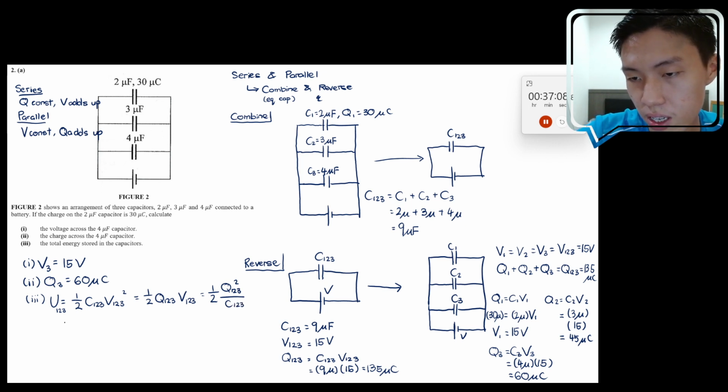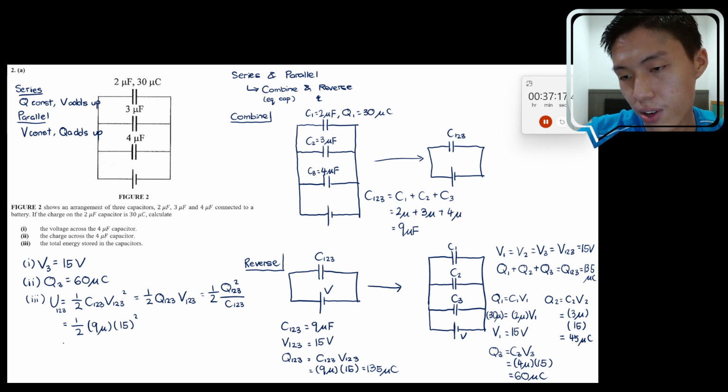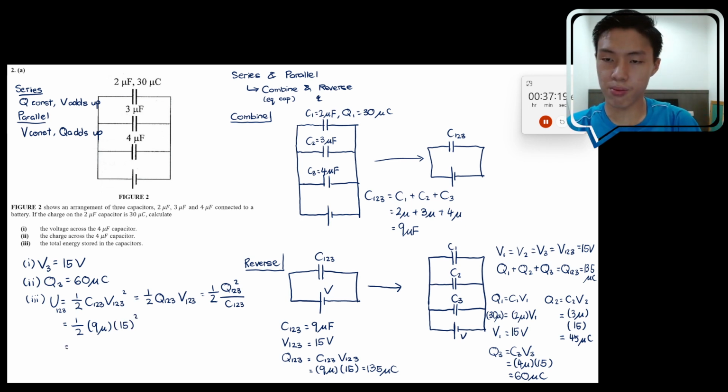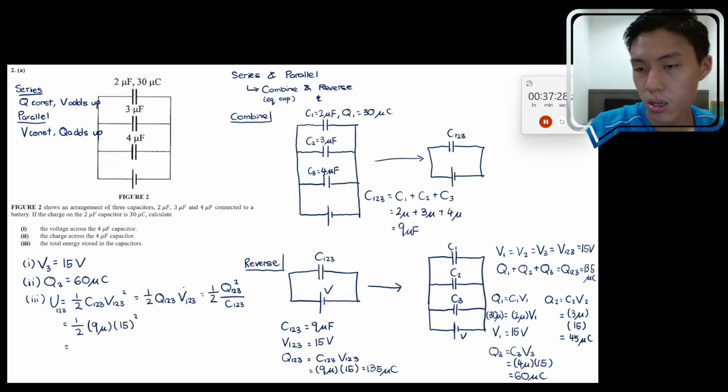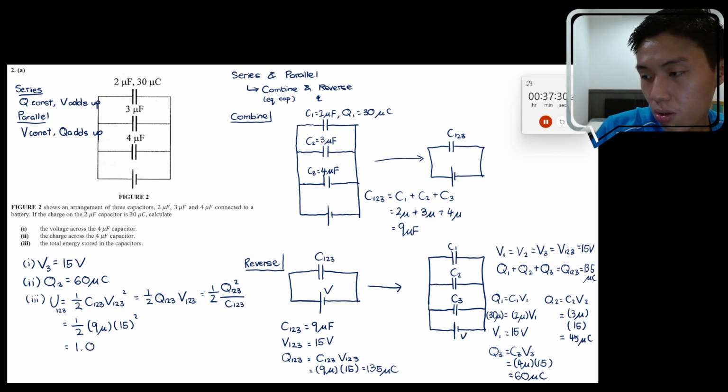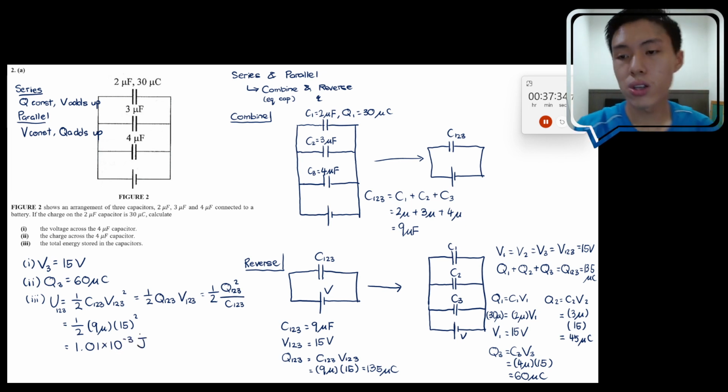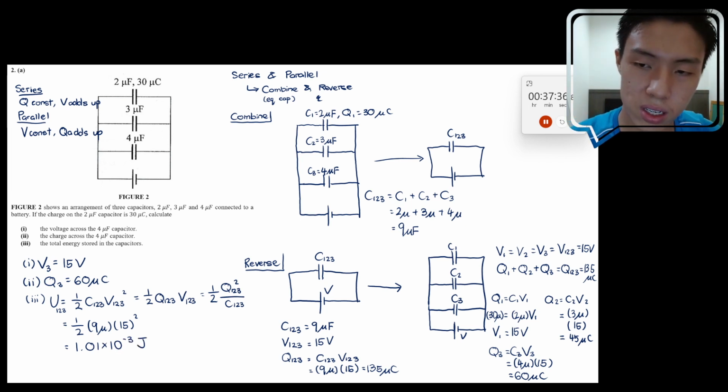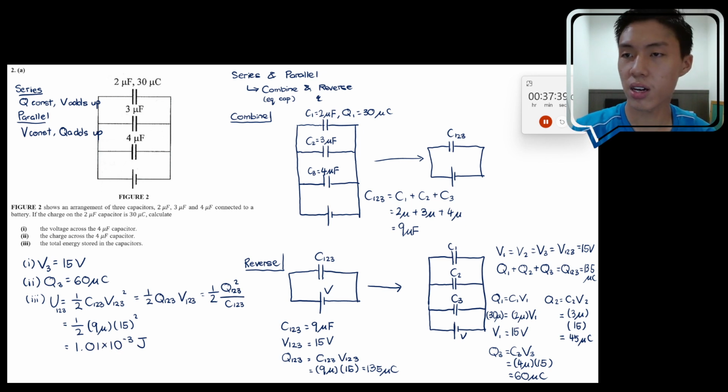Okay, I'll be using the first one. So half C123 is 9 microfarad. V123 is 5. So if I calculate it, I believe it is 1.01 times 10 to the power negative 3 joule. Okay, so that's the total energy stored in the capacitor. So that's how I do question 2a.